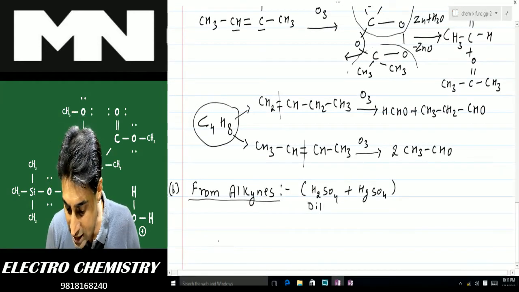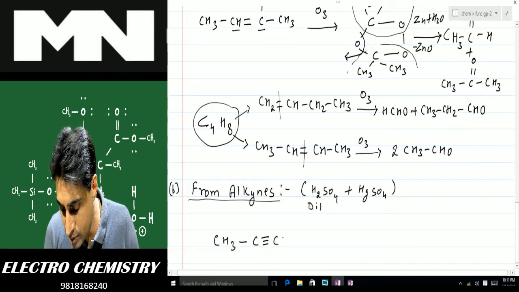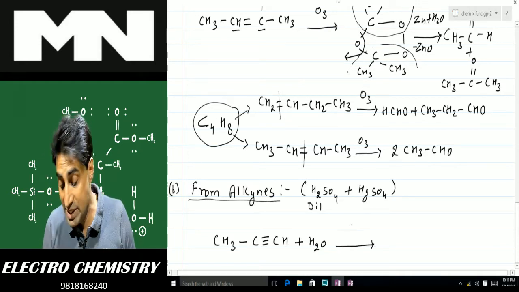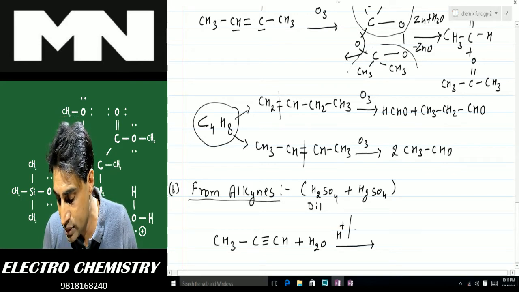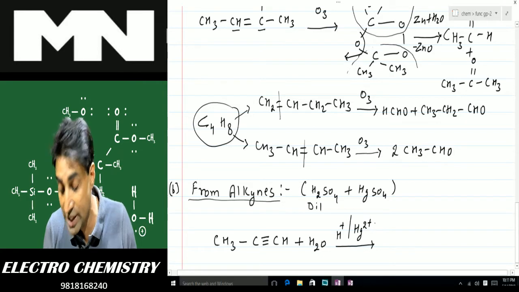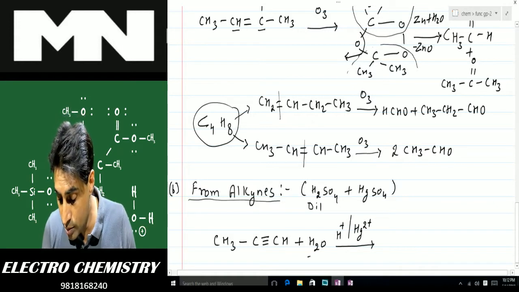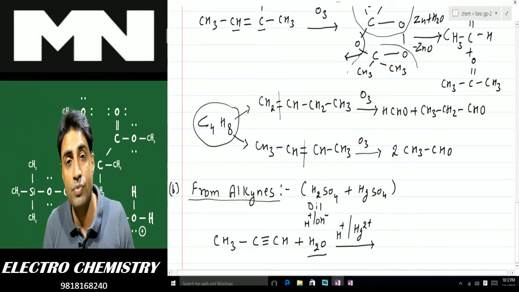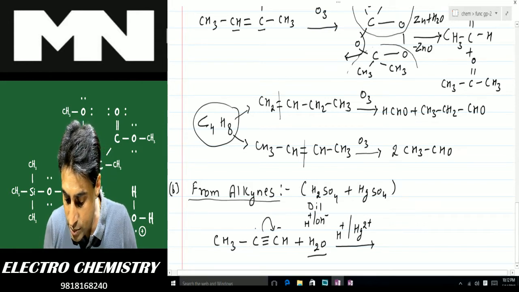Now suppose I have got an alkyne like CH3-C≡CH. Dilute means water molecule will get added. Many times instead of H2SO4 and HgSO4, you will find it written like H+ in the presence of Hg2+. That again means the same thing, that is H2SO4 and HgSO4. In the presence of H+, water molecule will break up into 2 parts, that is H+ and OH-. Now in the presence of water, pi electrons will move toward one of the carbon atoms, that will become negative, the other carbon will become positive.